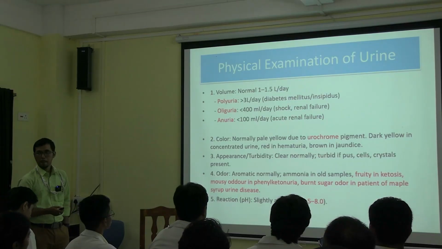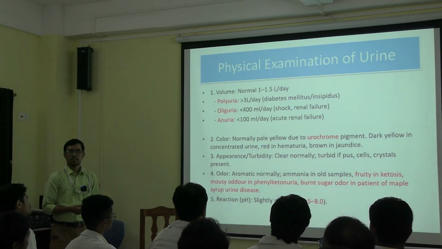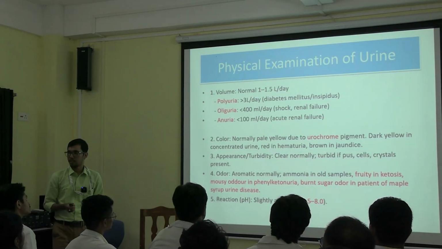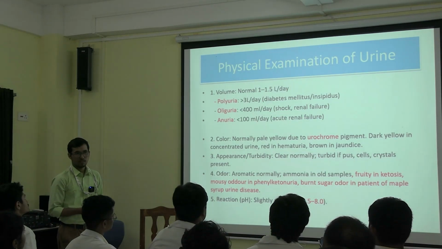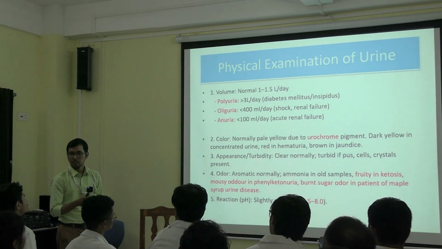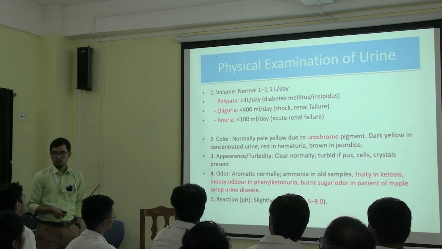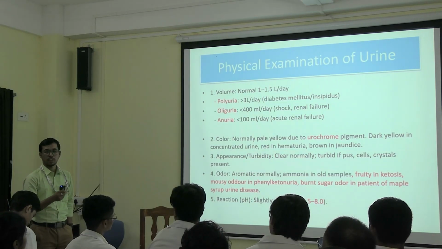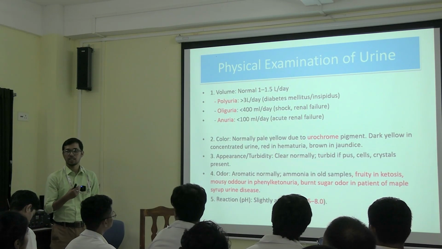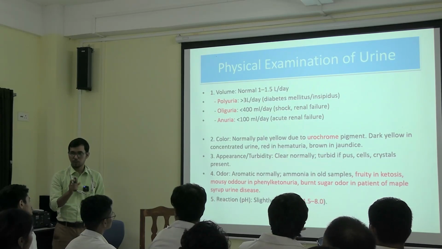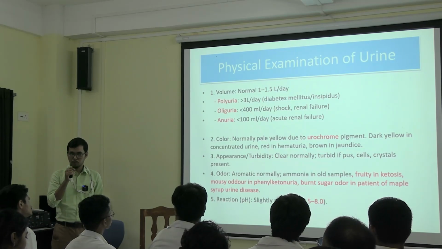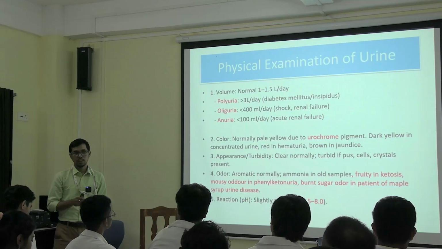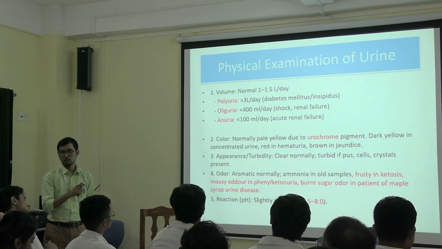What is hematuria? When can you see red urine? When RBC is present in the urine, then it is called hematuria. So when there is too much RBC, blood gets passed down in urine, then it is visible. When it is a very small amount, then it is not visible to the naked eye. Then you have to see it under the microscope.